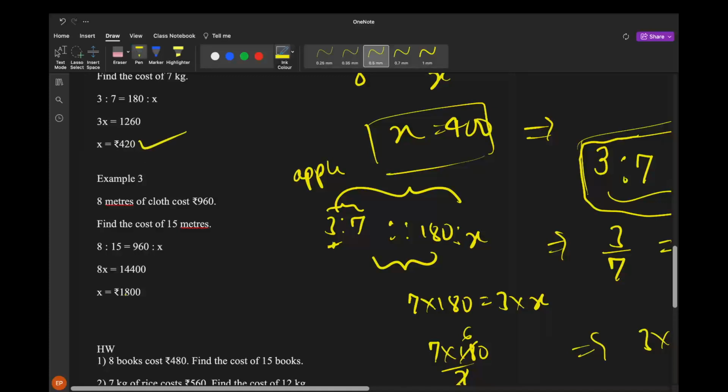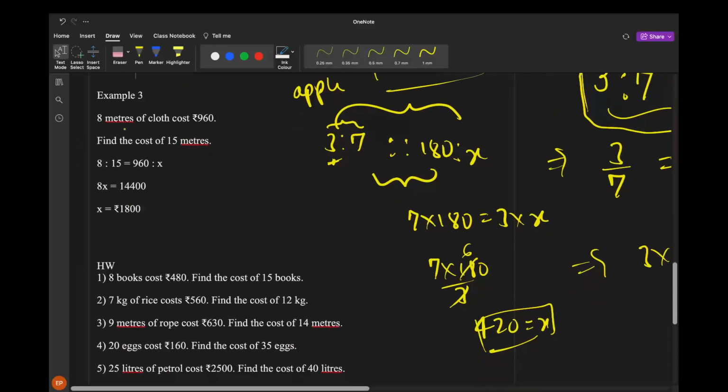Like this, here is also an example. 8 meters of cloth. Next 15 meters. Both in meters, right? Next, what about price? For 8 it is 960. For 15 how much? x. Multiply these two and equate them. 8 into x, 8x, 15 into 960 will give 14,400, which gives x value as 1800.